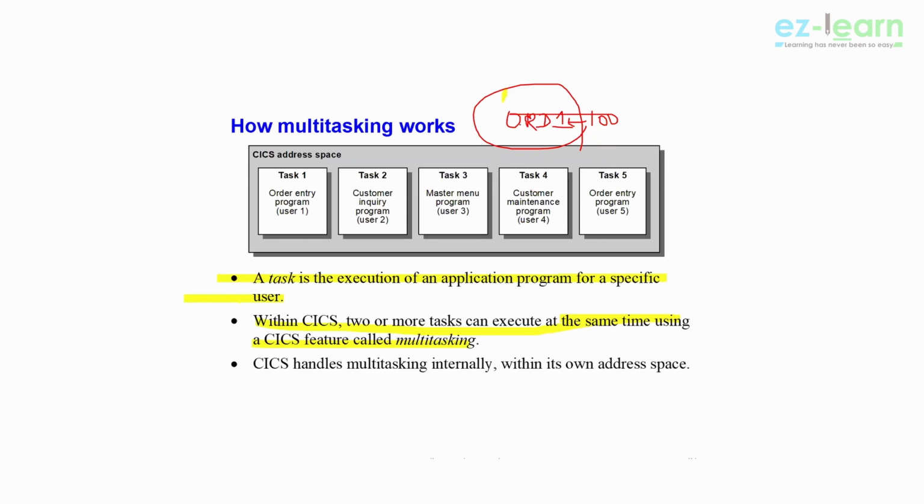Suppose we have a main menu and there are 100 people running the main menu. For every person, there will be a separate task running. So there are 5 users executing different tasks. It could be the same program. If the users are executing the same program, there is only one load module available in the fixed region. There will be one thread for this user, another thread for this user, and that is called multi-threading.